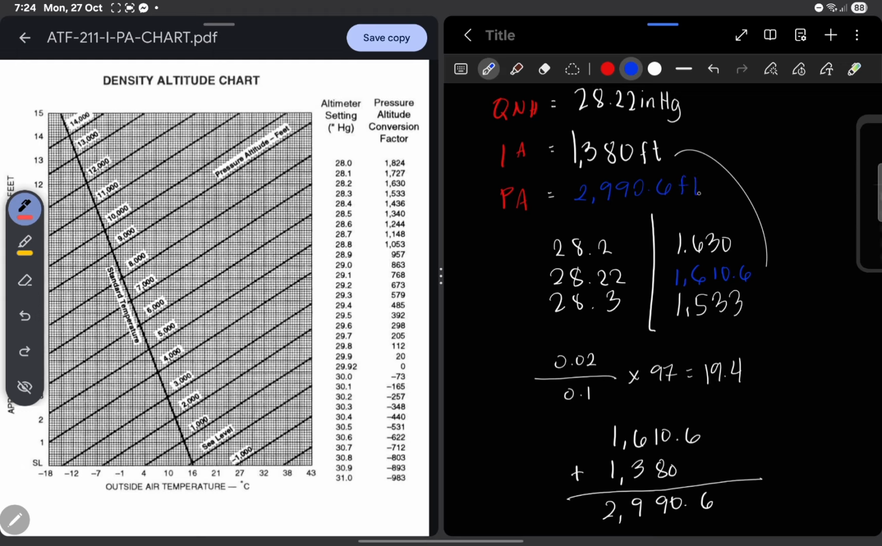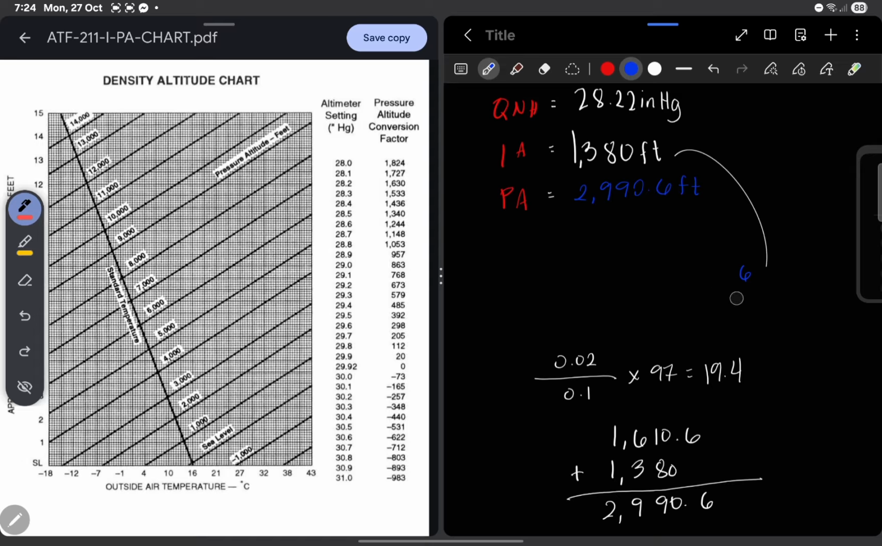2990.6 feet. I just want to add, for the case of Cap Zion's lessons, he does tell us to not leave any decimals, so that will be 2991 feet. This is the proper answer.